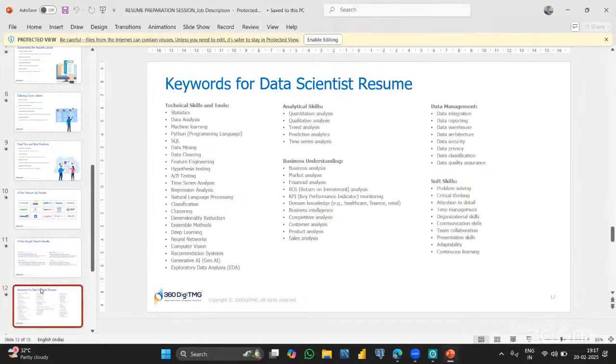Now I promised you that I will tell you what the keywords are for a data scientist, data analyst or business analyst resume. So these are the keywords. We have divided our keyword sections into 5 different parts: technical, analytical, business, soft, and data management. You can note down all these keywords and select a few of them based on the JD you're applying for the job with. Okay, but I will again repeat, guys, please don't put everything in your resume.